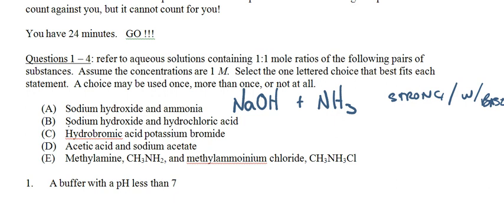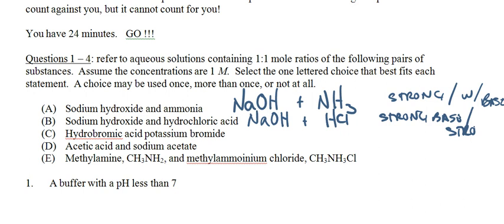All right, and then in letter B, we have sodium hydroxide, again, NaOH, and hydrochloric acid. Now, what do we have here? Well, we have a strong base with a strong acid. Okay, and again, these are just solutions, so at least we can identify what these are.